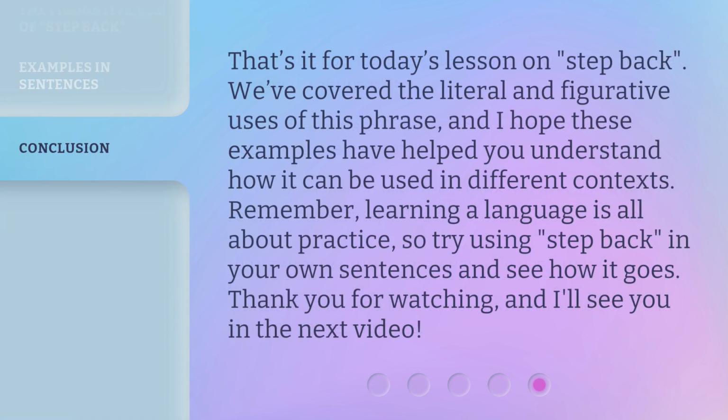That's it for today's lesson on step back. We've covered the literal and figurative uses of this phrase, and I hope these examples have helped you understand how it can be used in different contexts.